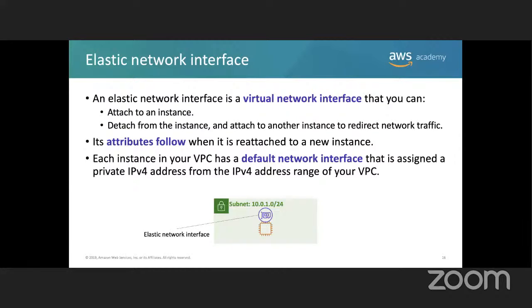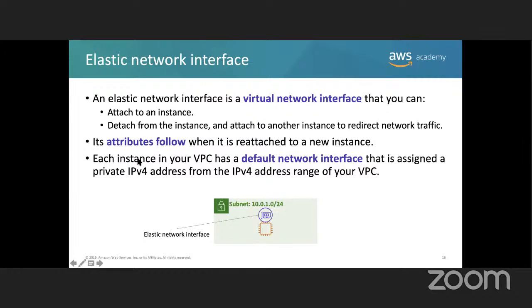Yes. Okay. So an Elastic Network Interface is a virtual network interface that you can attach to an instance, detach from the instance, and attach to another instance to redirect network traffic. Guys, an Elastic Network Interface is similar to a NIC card in a computer in that it allows network traffic between subnets, because you put it in the subnet, right? And you can attach it to an instance or detach it from an instance. Sometimes you have to mount things like that, like an Elastic file system is going to be mounted on a network interface, right? So it can work in a subnet. Its attributes follow when it is reattached to a new instance. So everything that comes with the Elastic Network Interface, or ENI, all of the attributes that the ENI has will follow when it's reattached to a new instance.